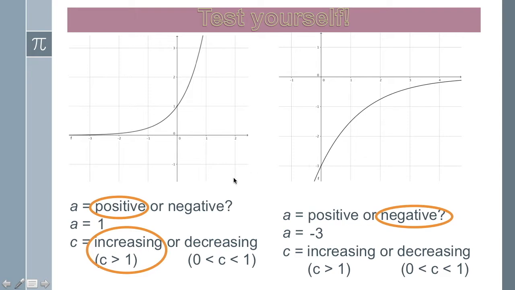Now, c is a bit tricky. It's hard to tell if a function like this is increasing or decreasing. But if you look at the slide before, you will be able to see that a function that looks like this is actually decreasing. So c is between 0 and 1. It must be a decimal.